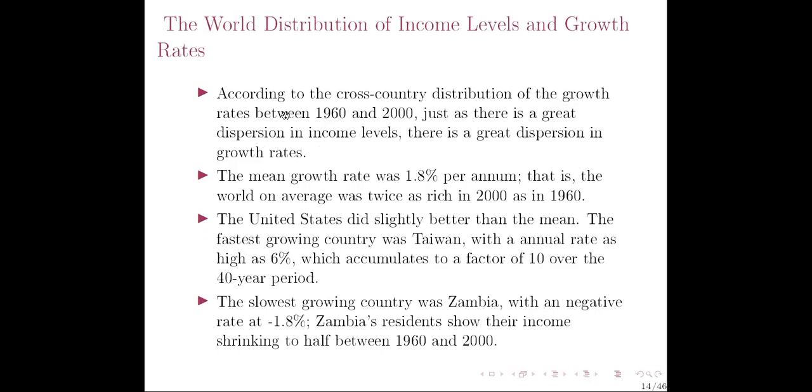For example, the mean growth rate was 1.8% per annum. That is, the world on average was twice as rich in 2000 as in the 1960s. So the growth rate increased to 1.8% on average for the overall world. The United States is slightly better than the mean. The fastest growing country was Taiwan at that point of time, and the slowest growth was happening in Zambia.